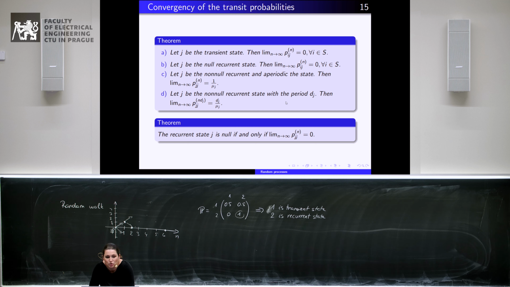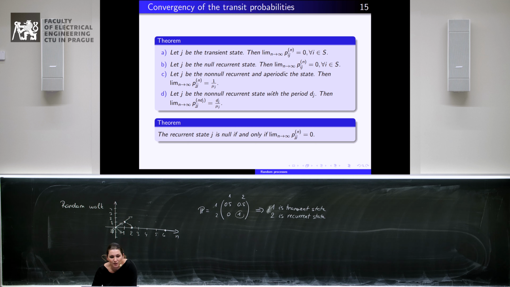The same situation is in the case when the state is null recurrent. Even when it is recurrent, the mean time of waiting for the return is equal to infinity. And it means that also in this case, the limit of transit probabilities of the nth order to this state is equal to 0, because the mean time, the average of the times, is equal to infinity.